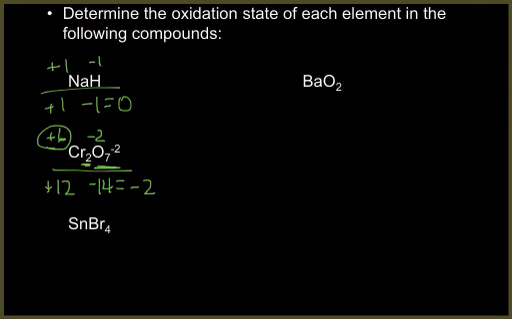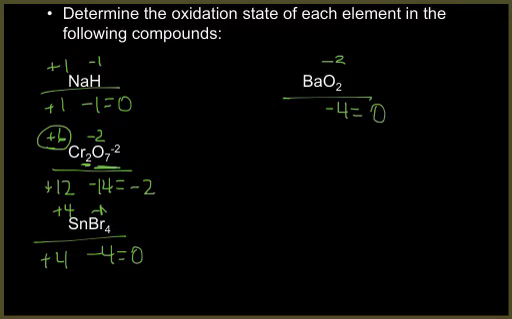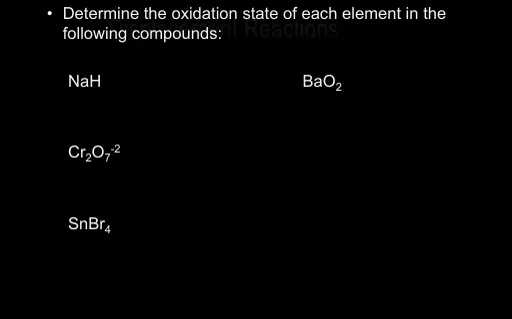Next example, tin bromide. This is the halogen. The halogen is the last element in the compound, so we're going to assign it its normal number, -1. So this is a -4, which gives me an overall charge of 0. That means my tin up here has to be a +4. Last example, barium oxide, oxygen -2. That gives me a -4, which has to equal 0 because it's neutral, so that means that barium has to be a +4. Okay, and we'll do more practice with this in class. If it's still not clicking, we can do some more practice. It just takes a little bit of time to get used to.